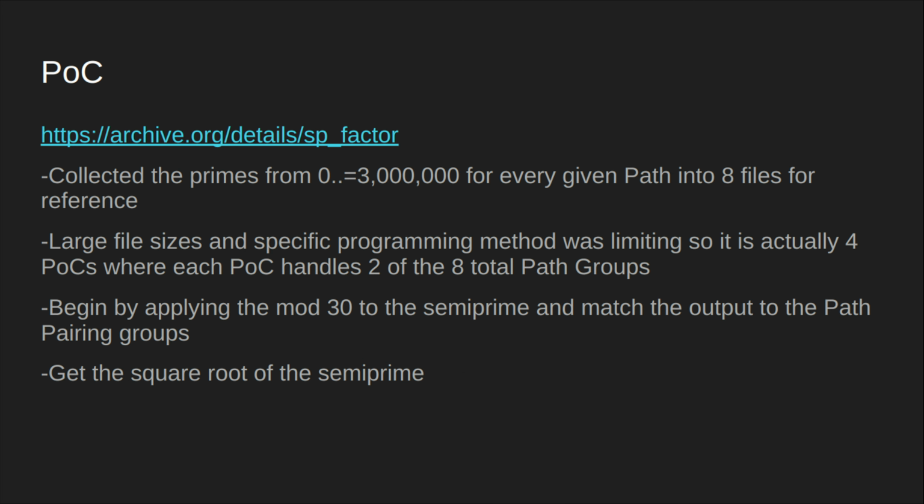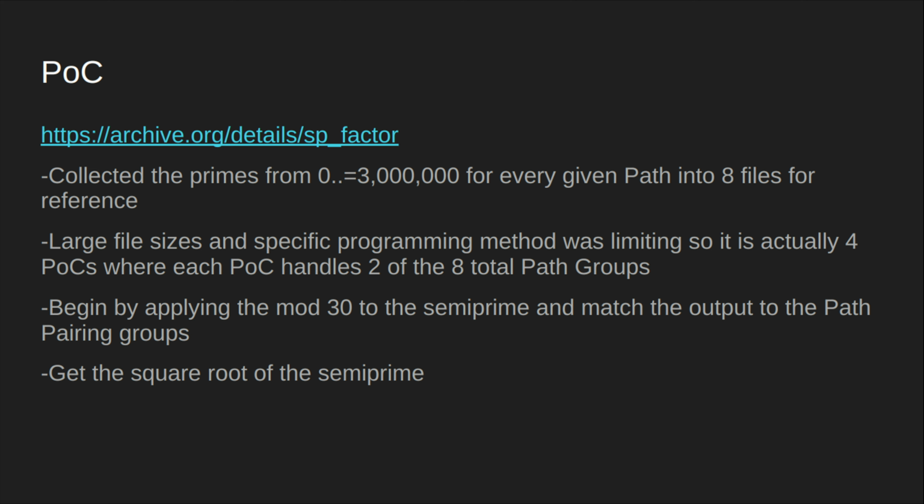It was decided that a proof of concept of this was needed. And so, firstly, the numbers contained within the given mod path group were collected into files from 0 to 3 million. This was an arbitrary number chosen simply because it was large, but not too large. The large file sizes and specific programming method was limiting, so it is actually 4 proof of concept programs where each one handles 2 of the 8 total path groups.